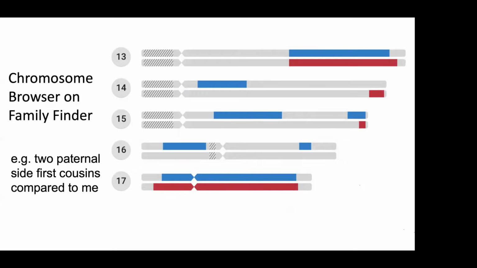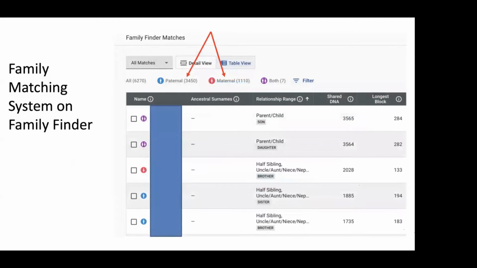This example shows two of my paternal cousins on Family Finder, one colored blue and the other colored red. The three of us have significant overlaps on chromosomes 13 and 17, and these were passed down from the pair of grandparents that we have in common.